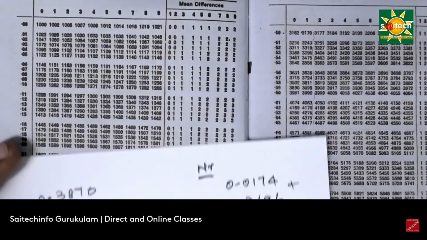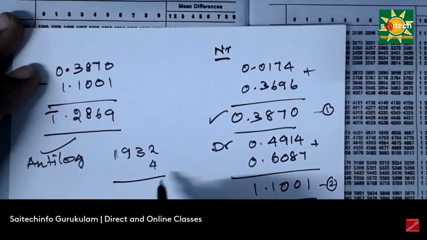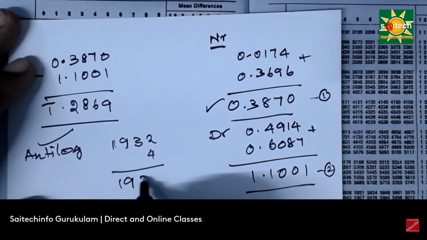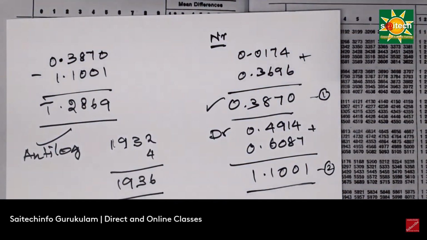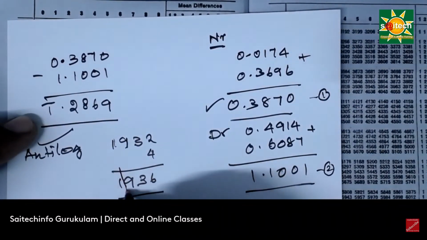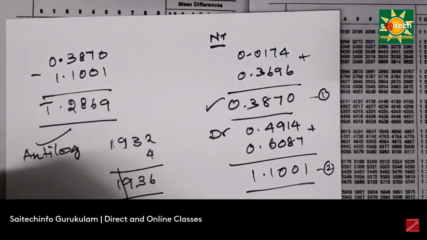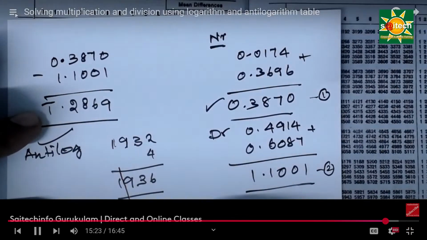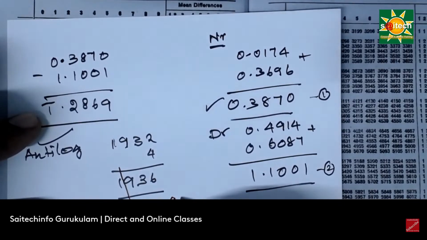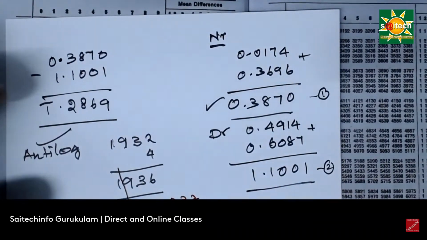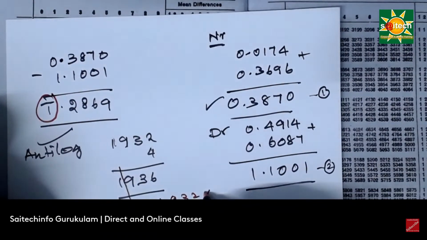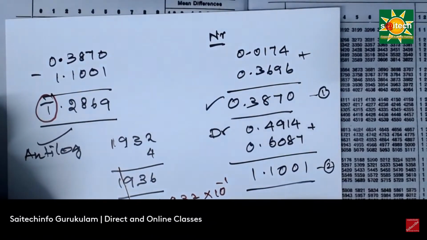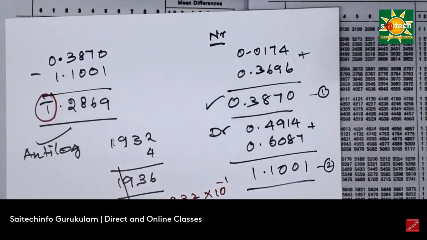This is the mean difference. So you have 1936. Now you have to take a single digit. You can consider this a single digit. So you can call it 1.932. This is the value, and whatever the value here should be taken as the 10th power. So 10 power minus 1. So this is the final logarithmic value, solved value.